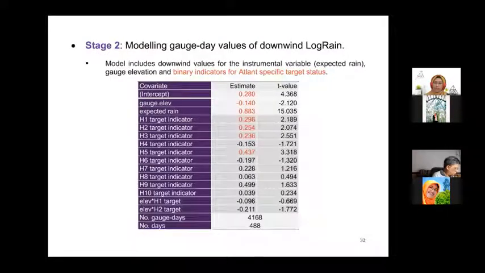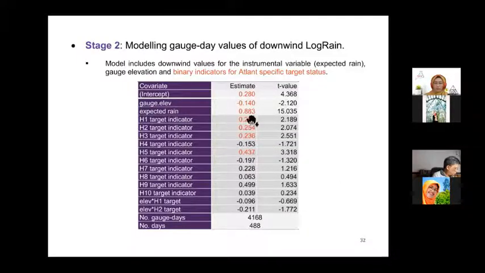When we come to the downwind model, there are only really two main covariates in it: the elevation of the gauge and, from the upwind model, the expected rain that we expect downwind. And then after that, you have a whole bunch of indicators for whether the observation is a target observation and which atlant it is a target for. And then you have two interaction terms for the very high atlants, which were basically necessary in modeling the 2013 data. There were 488 days worth of data, 4,168 actual observations in this model.